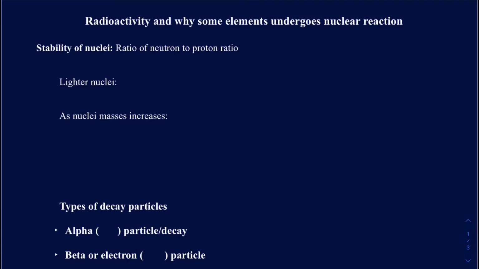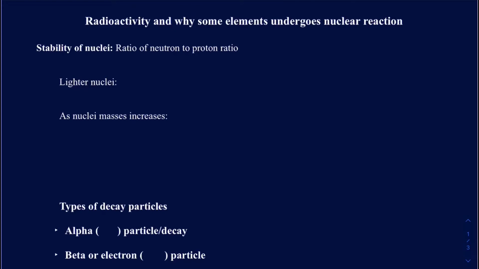In this video, we're going to be talking about radioactivity, and we'll talk about why some elements undergo nuclear reactions, or why some elements are radioactive while others are not. In addition to that, we'll talk about different types of radioactive decays and do some examples along the way. So starting out, let's talk about the stability of a nucleus.